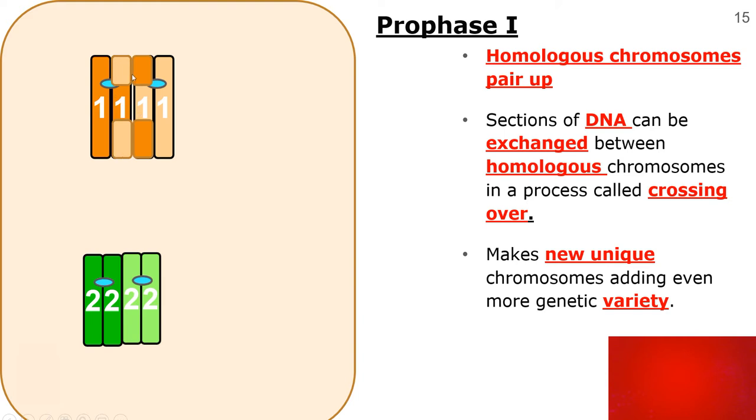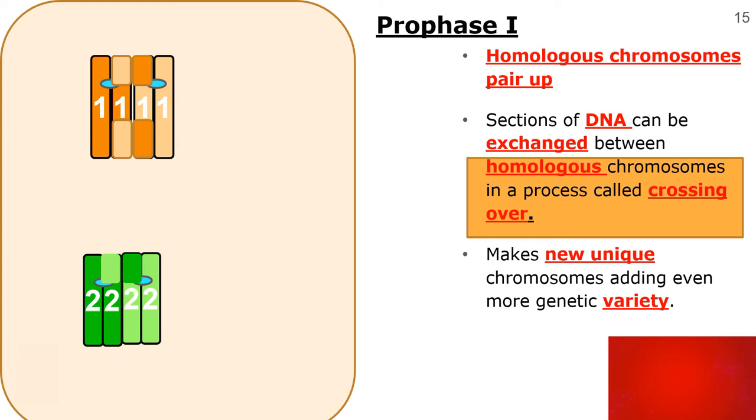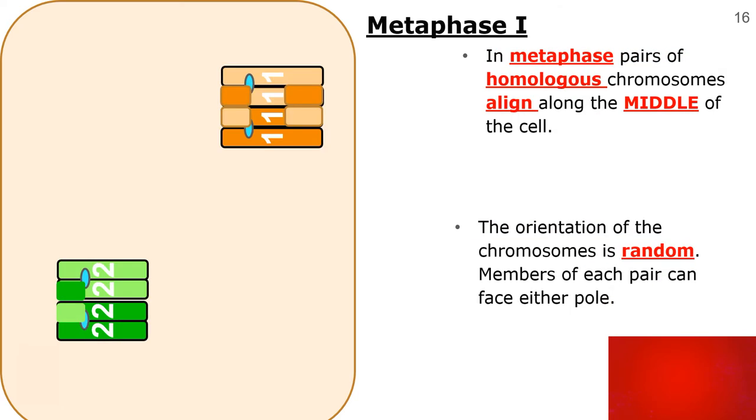So now you have this sort of unique chromosome that's different from the others. And this happens for every chromosome pair, every homologous pair. They're going to trade parts. So it gives you these unique chromosomes that didn't exist before, and that gives you even more genetic variety. Okay, so put a star on this on your sheet or just in your notes. Know that the crossing over happens in prophase 1.